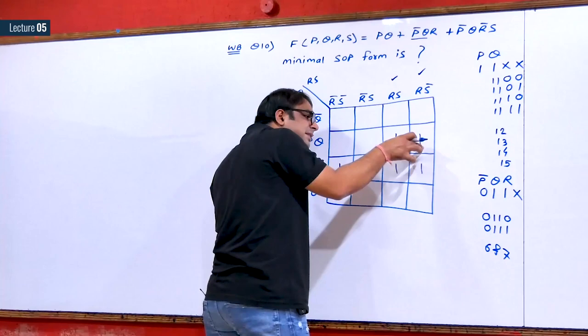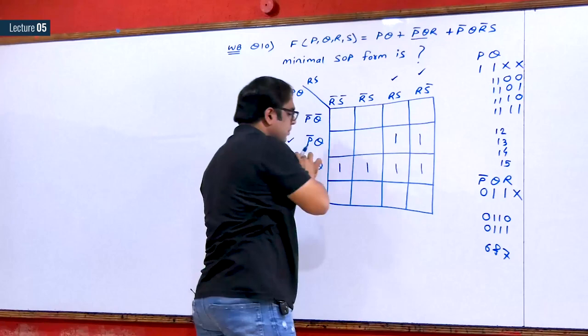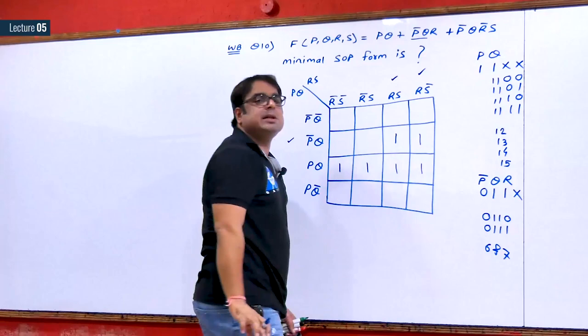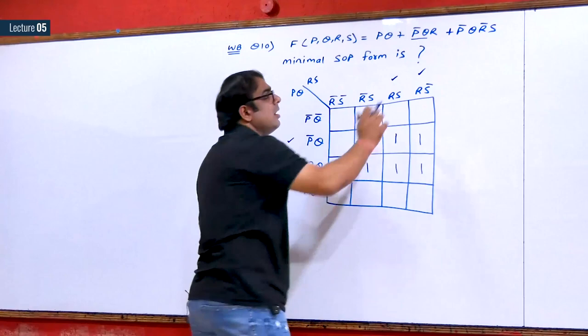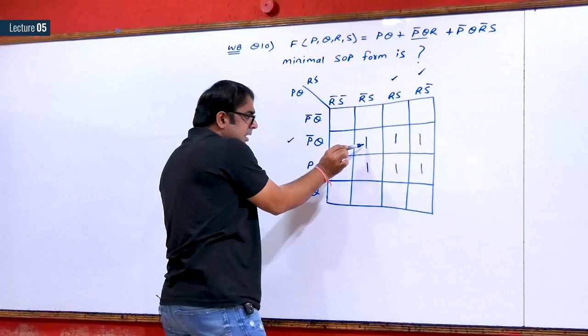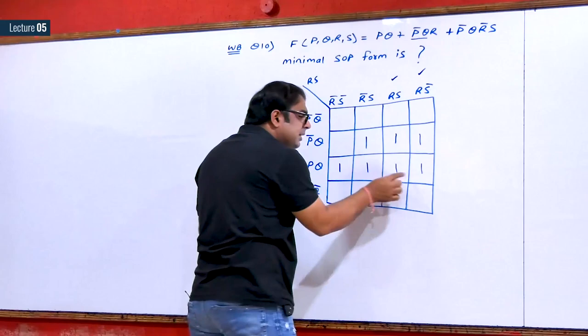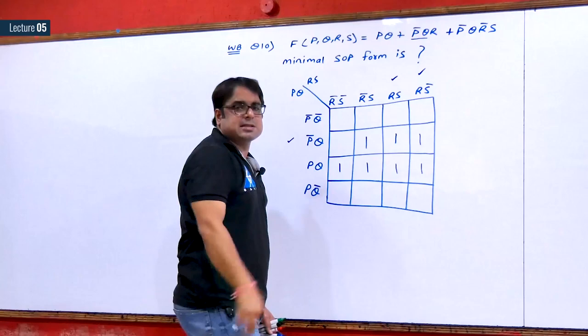So I don't want you to follow this step. I want you to learn: see this PQ, plot this PQ. See this P complement QR, plot this P complement QR. There should be no need to follow these steps. This is what we are expected to learn. P complement Q, R complement S: see, this is your minterm. So these four minterms correspond to PQ, these two minterms correspond to P complement QR, and this minterm corresponds to P complement Q, R complement S. This we should know.